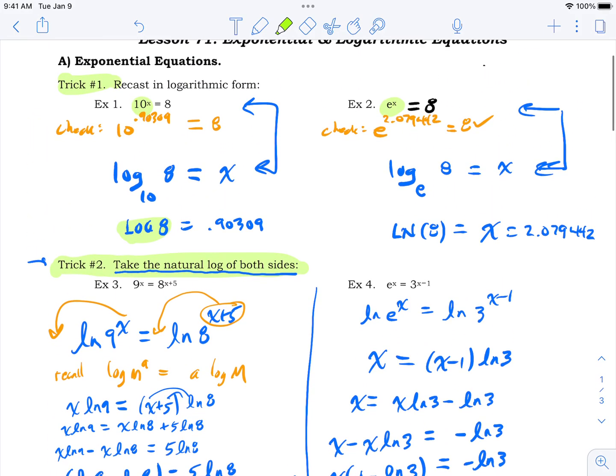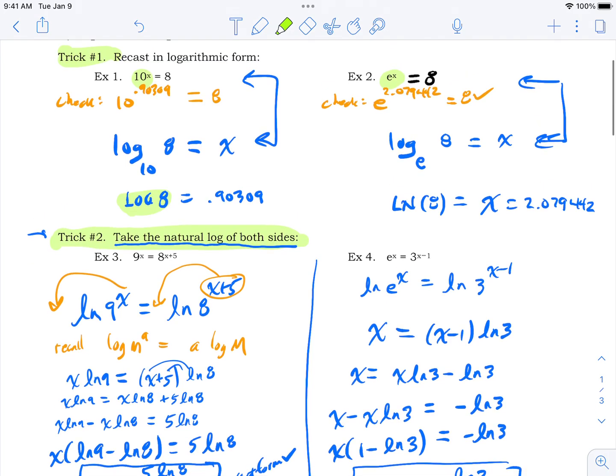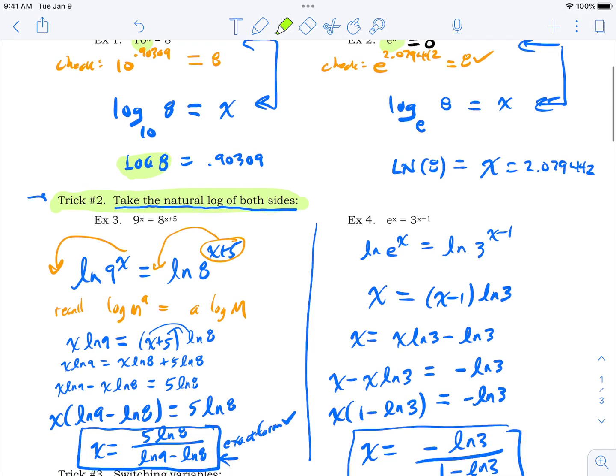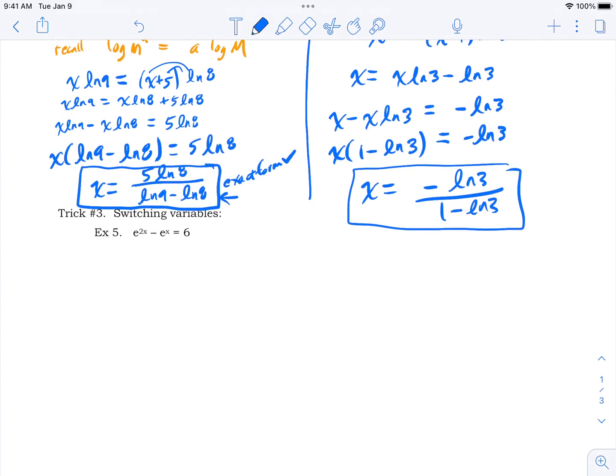Trick 1 is kind of like a special case. If you happen to see 10 to the x or e to the x, you can take a shortcut. You could also take the log of both sides. It would work in that case too. I invite you to try it. It'll come out the same. So take the log of both sides.